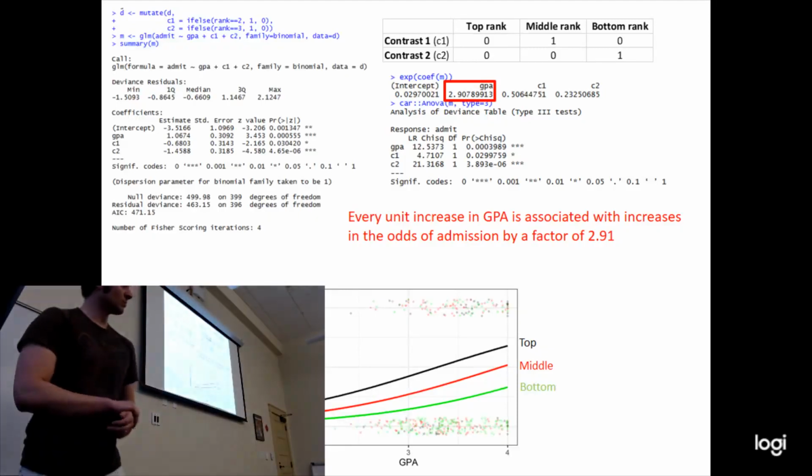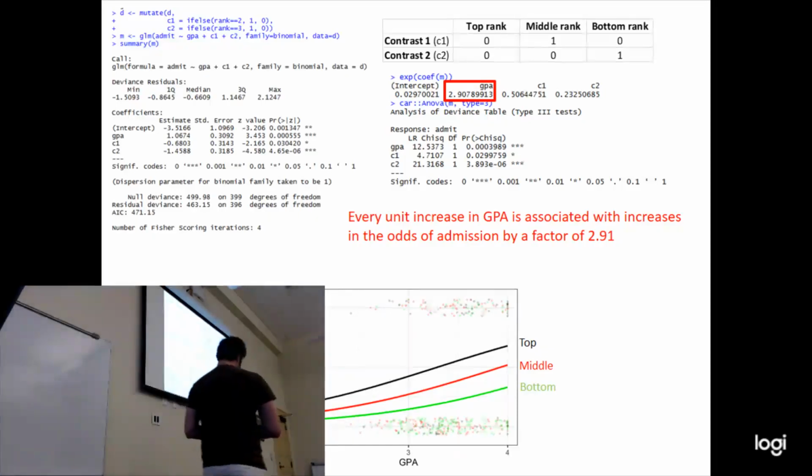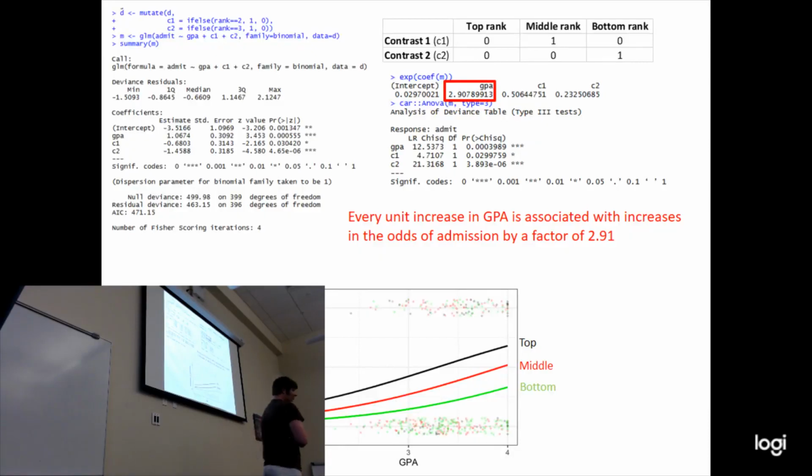And that's across between schools? Yeah, that's averaged across schools. So just as with the general linear model, you can sort of think about on average across the different schools when you're thinking about this odds ratio.